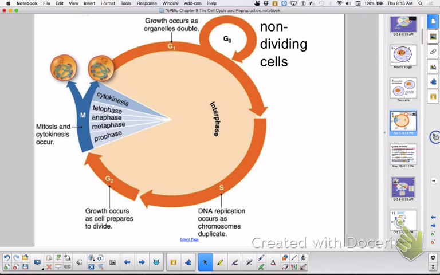What did we say? It could be what? A channel, carrier, cell recognition, receptor, enzymatic, and then we could also do cell junction, right?